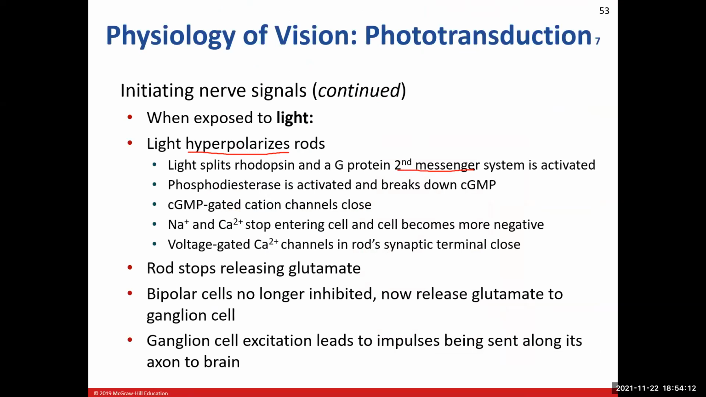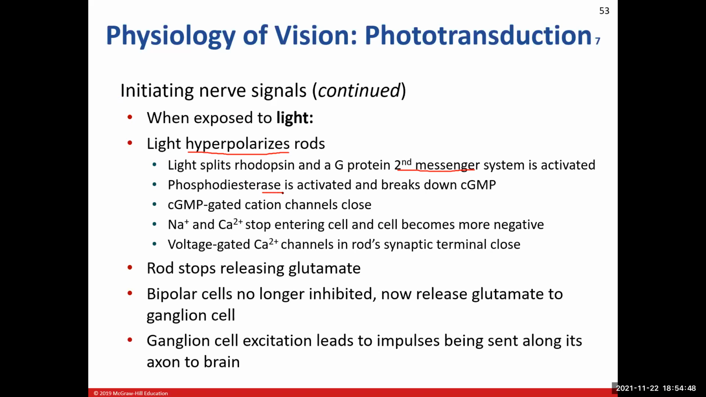So the G protein now has become activated inside of our rod. That G protein then activates an enzyme called phosphodiesterase. ASE is an enzyme. Phosphodiesterase goes over to that cyclic GMP and breaks it down. So now your cell has had that door wedge taken away. We remove the door wedge. Well, what happens when we remove that? The door closes. Those cation channels close.